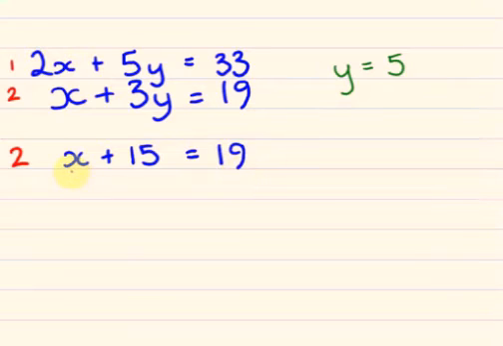Okay, what number do you add to 15 to get 19? It's 4. Okay, so x equals 4. And that's the second part of our answer. Y equals 5, x equals 4. Yeah, hopefully you get that. Hopefully it's not too bad.